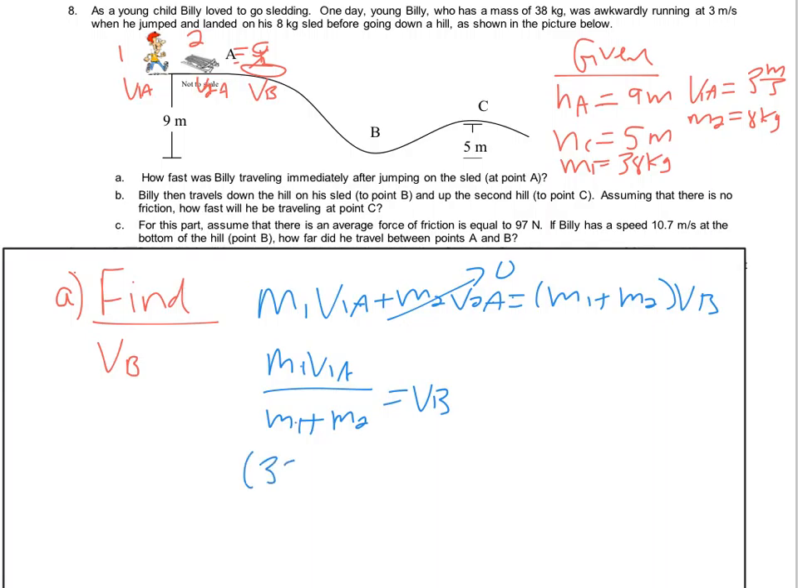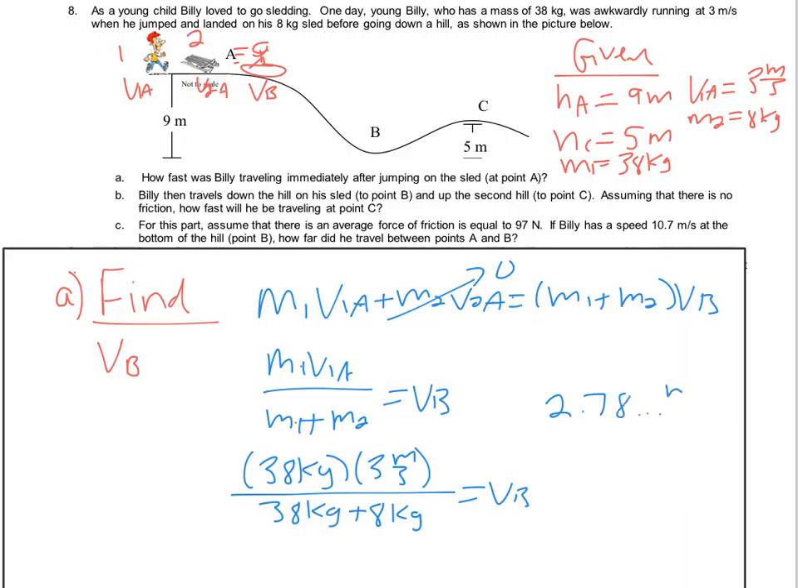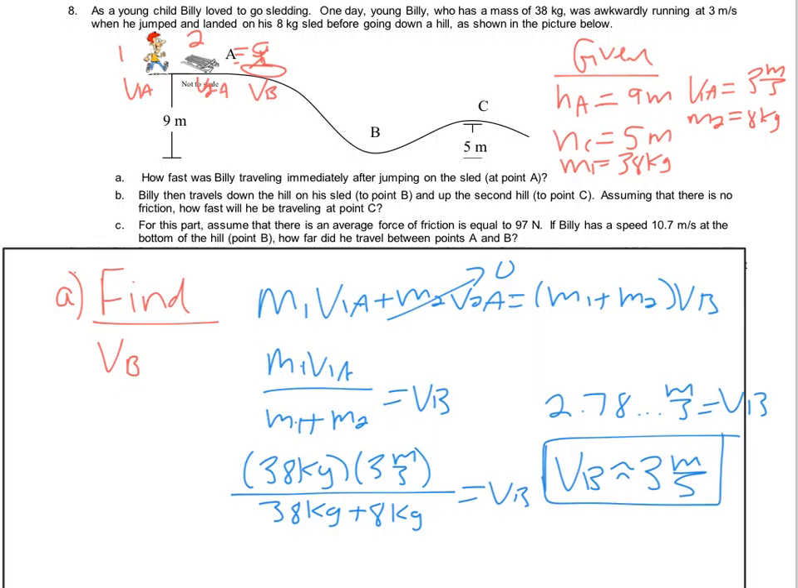So mass 1, 38 kilograms, times 3 meters per second, divided by 38 kilograms plus 8 kilograms, equals VB. And this comes out to 2.78, keeps on going, meters per second for the speed of Billy on the sled at point A. Since this is something we're solving for, we need to round it for an answer. To 1 sig fig, VB is about equal to 3 meters per second. But we want to store this number unrounded in the calculator. So let's go to part B.